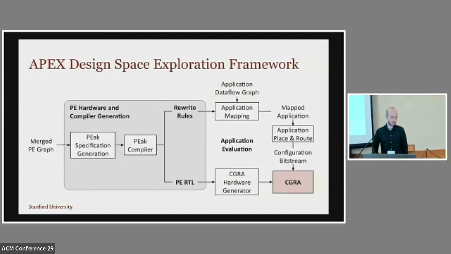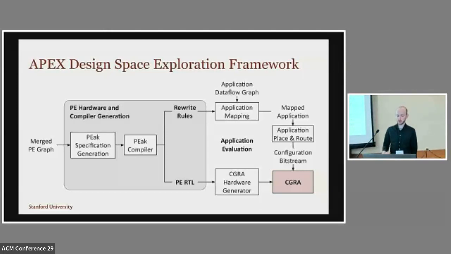So we integrate the process that I talked about before that results in a PE merged graph with a PE hardware compiler generation toolchain. Here we leverage a domain-specific language called Peek that's specifically for describing processing elements. Peek includes a compiler that not only generates rewrite rules using the technique described in the last slide, but also the PE RTL. The rewrite rules can be included in an application mapping step that maps an application, which goes into a place and route tool that can produce a configuration bit stream.